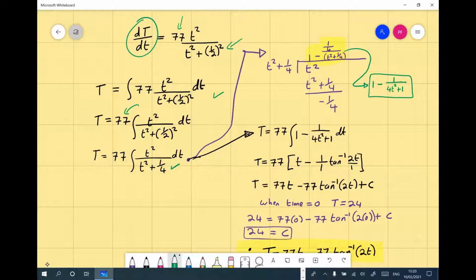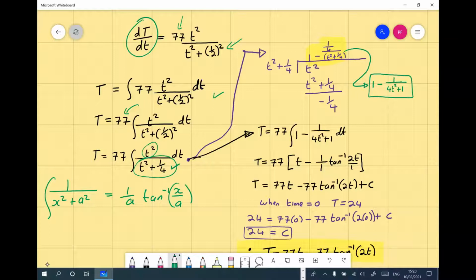Now, we don't have anything in our integral book that looks exactly like that, but we do have a formula that looks a little like what we're seeing here. We have 1 over x squared plus a squared, and if I want to integrate that, it's equal to 1 over a times the tan inverse of x over a. If I can make it look a little bit like that, it's going to be much easier to integrate. Doing that is quite tricky. You're going to have to do a little bit of long division. Essentially what I've got is t squared divided by t squared plus a quarter.